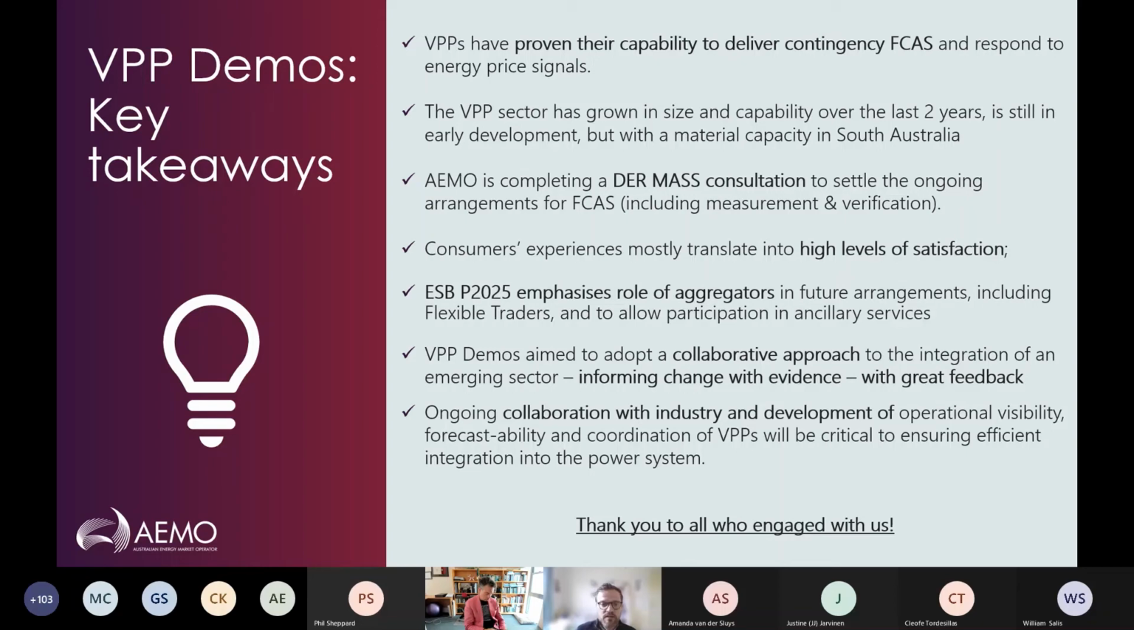But it doesn't stop here. We're very conscious that we need to continue that collaboration with industry as the sector develops over time. And I guess the next step, once the mass consultation winds up, and the next area of focus is really that operational visibility, how we implement useful but not overly onerous requirements on VPPs to provide that operational visibility going forward, in a way that is going to ensure that we can operate the power system efficiently, but is not going to be too onerous on VPPs as they grow.